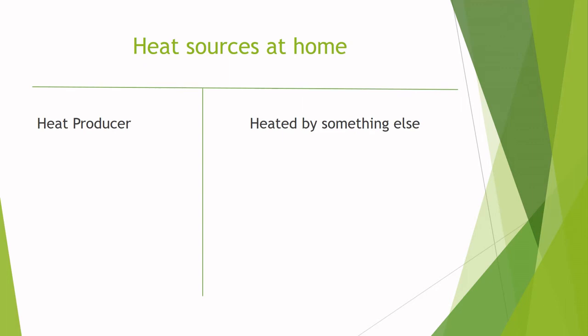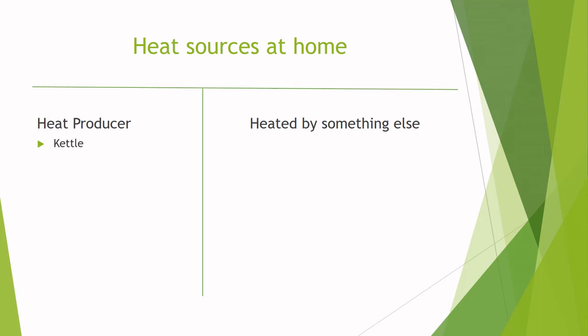Think about the kettle. Does it get hot by itself, or does it need something to make it get hot? That's right, it gets hot by itself. This means that it's a heat producer. So on our T chart, we need to write kettle underneath heat producer, because we know that the kettle gets hot by itself.